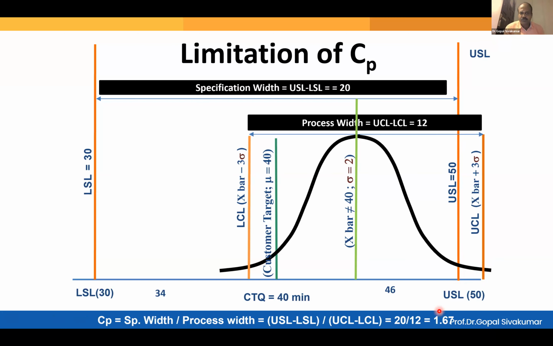The number shows as if the process is capable, because always when CP is more than one, theoretically, it is capable. But the industry standard is 1.67 for critical process, 1.33 for non-critical process.